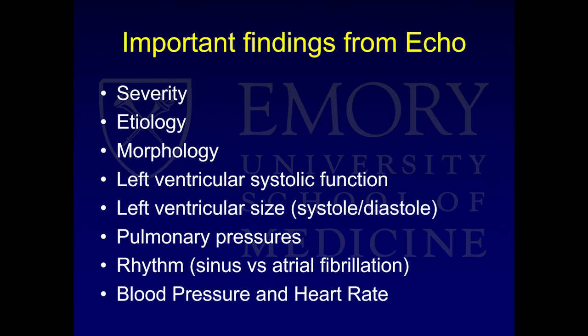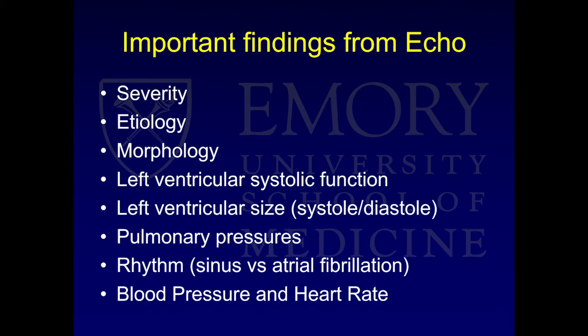Morphology of the leaflets, are they thick? Are they perforated? Is there vegetation? Systolic function, these are factors that go into our decision making, so you definitely want to comment about systolic function. The size, specifically end systolic diameters for mitral regurgitation. Pulmonary pressures are important. People with high pulmonary pressures in mitral regurgitation do worse. So pulmonary pressures above 50 or 60 with exercise are key findings that you want to put in the summary of your report when you're thinking comprehensively about mitral regurgitation.